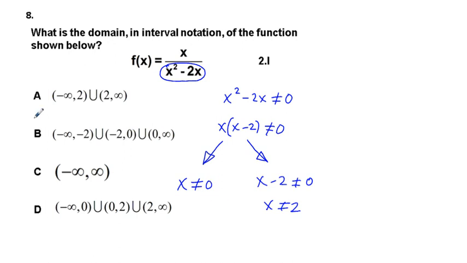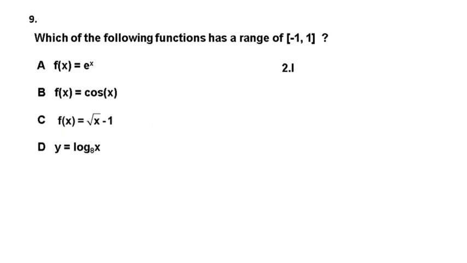Well, we don't have 0 and 2 here. We have negative 2 and 0 here. Here we have no breaks. This is where we have 0 and 2 as our values of discontinuity. Now, which of the following has a range of negative 1, comma 1?